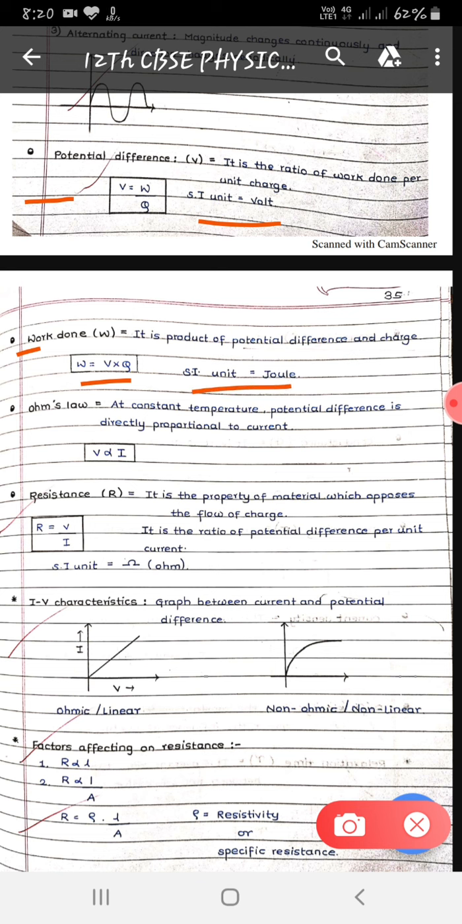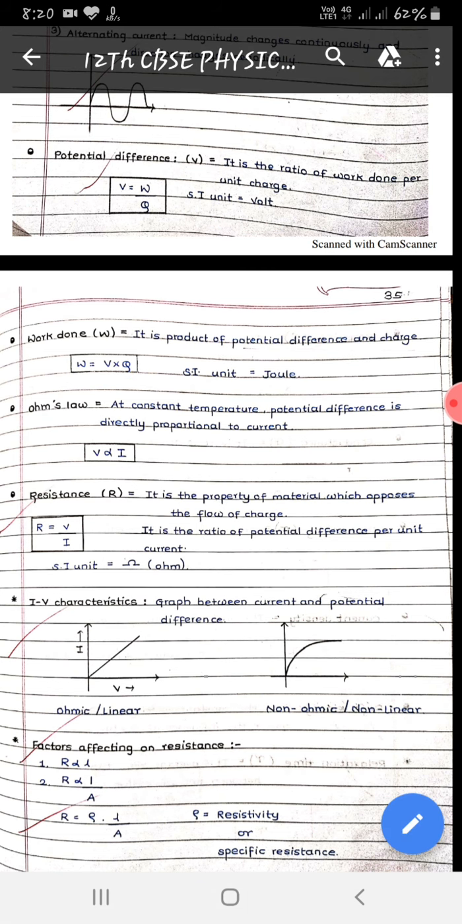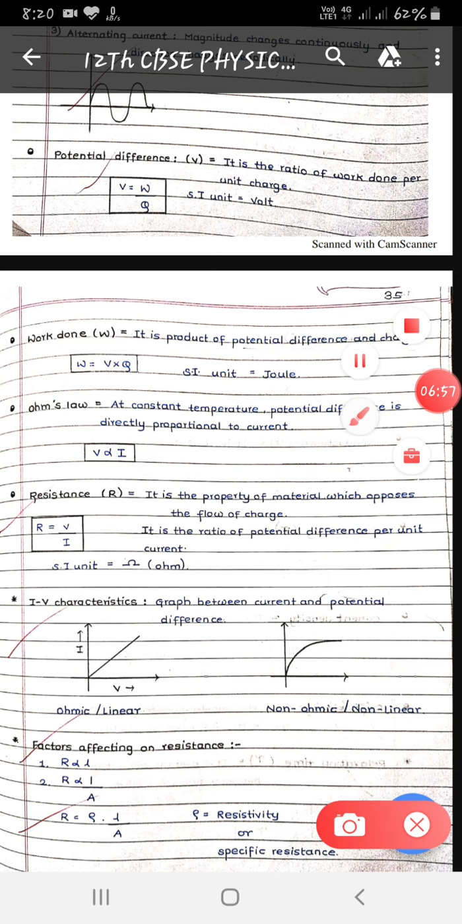and the SI unit of work done is joule. Now the next law, which we already did in class 10, Ohm's law, the great Ohm's law. Ohm's law gives the relation between potential difference and current at constant temperature, or the same physical state of the conductor. So, my dear students, write down the clear statement of Ohm's law; listen carefully and try to copy it.